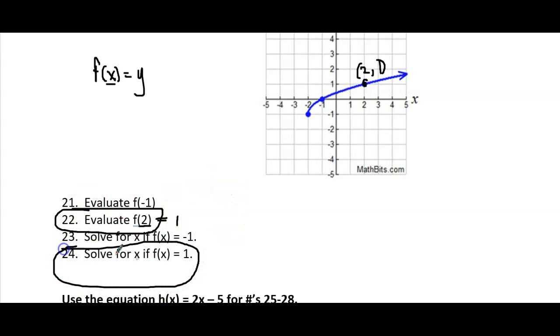Let's go ahead and take a look at number 24. We're going to solve this time. This one says f of x equals 1. Now this time they've given me the number outside the parentheses, which is a y value. So I want to find where at on my graph do I have a y value of 1. Well, that's right here, actually. It's the same point. So that would mean that x equals, the x value that goes with the y value of 1 is 2. So it's interesting. These two are actually the same problem, just written in two different ways.